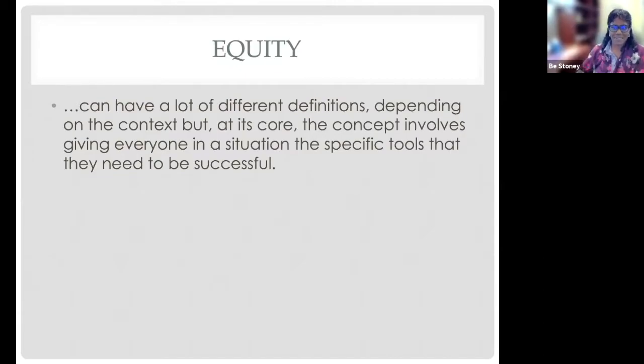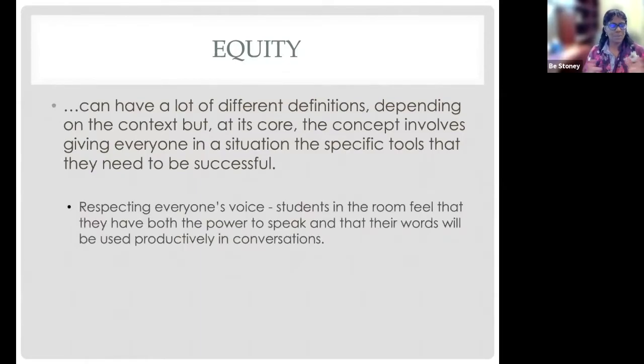Equity can have a lot of different definitions, as I stated earlier, depending on the context, but at its core, the concept involves giving everyone in a situation the specific tools that they need to be successful. First of all, this is not the job of one single person. When we're talking about equity, it takes all of us in the classroom. It requires full participation, not just from students, but faculty as well. We want to respect everyone's voice when we're talking about equity. And we want students to be empowered, but also knowledgeable in how to respect those voices.